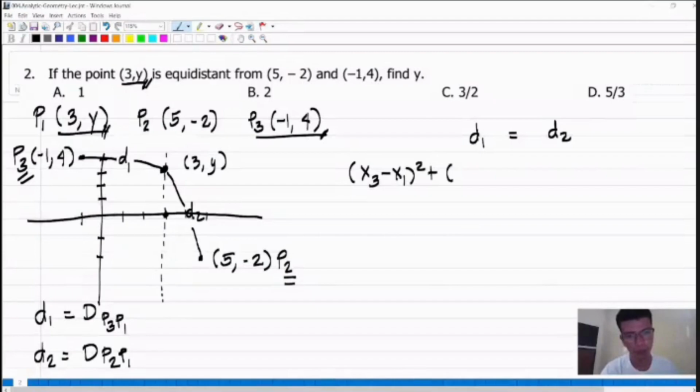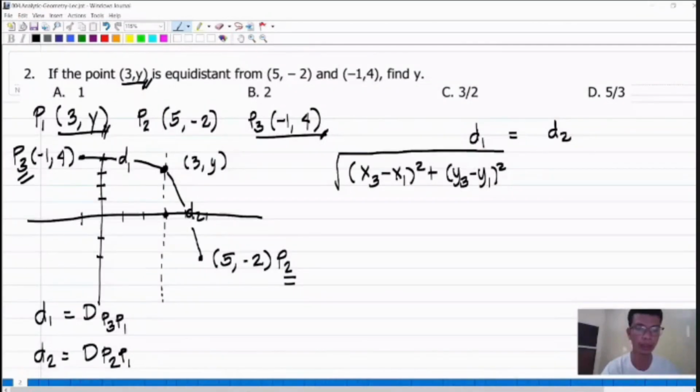So bakit y sub 3 ang ginamit natin tsaka y sub 1? Kasi yung dalawang points na involved dito is yung point number 3 and yung point number 1. So di ba sa distance formula, mina-minus or kinukuha lang naman natin yung difference ng x and y. So para naman kay distance number 2, so ang involved na points naman diyan ay yung points number 2 and 1. So sabihin na lang natin na x sub 2 minus x sub 1 square plus y sub 2 minus y sub 1 square.